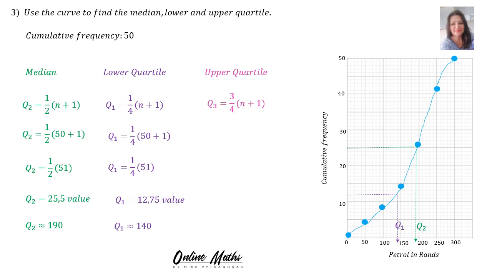The upper quartile, Q3, is 3 quarters times n plus 1. 3 quarters of 50 plus 1, 3 quarters of 51. And the value for Q3 is 38,25. So on the cumulative frequency at position number 38,25, you read off on the x-axis and the answer for Q3 will be 235.